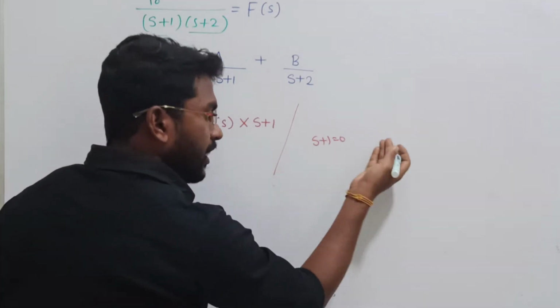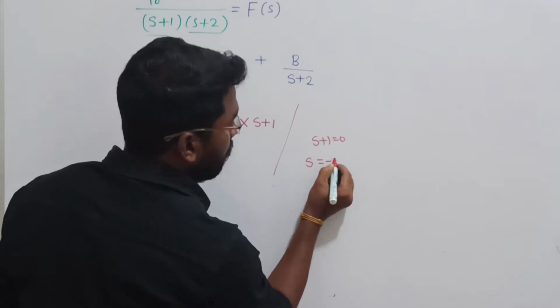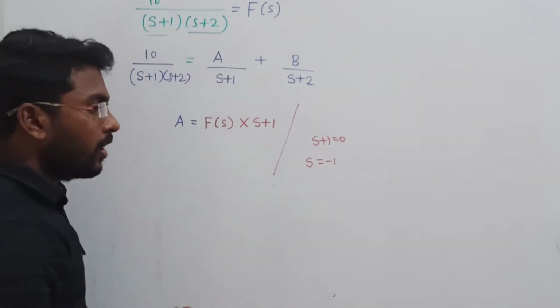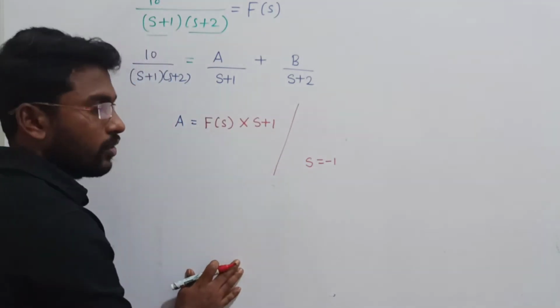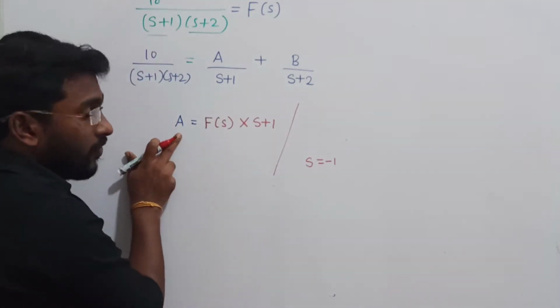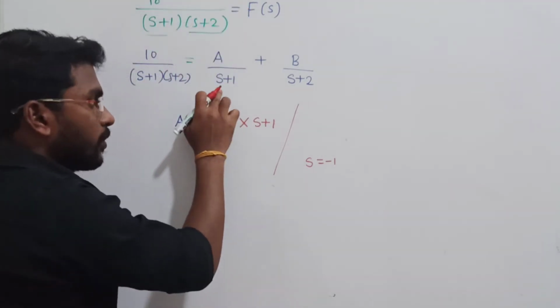So pole will always be equal to 0, such that if s plus 1 is equal to 0, then the s value will become minus 1. First thing, right? So what I am saying here, I am just equating it to 0, I am getting s equal to minus 1. So to identify the value of a, I am taking the overall transfer function and multiplying it by the correspondent pole, right?